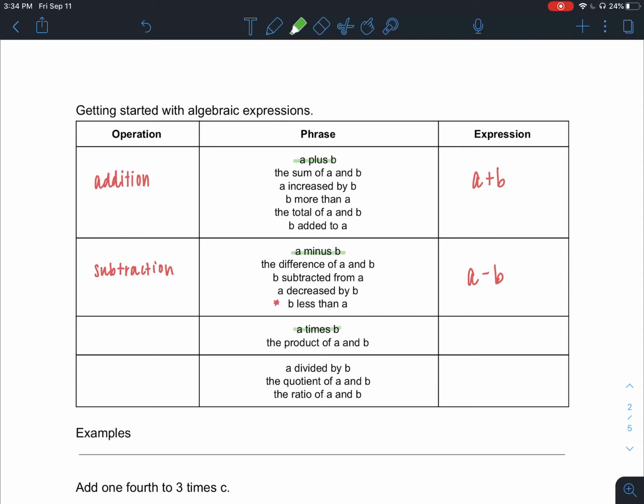a times b is multiplication, written as a times b. And then a divided by b is division, which would be written as a divided by b. New terms for you might be quotient and ratio. So just keep that in mind as we're doing these problems.